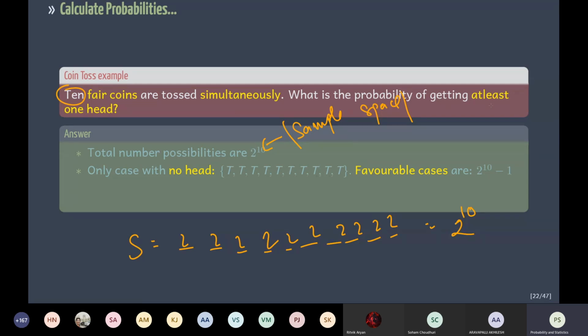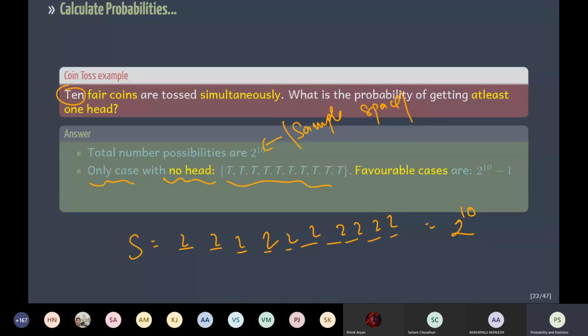And what is the probability of getting at least one head? In this case, we may try to solve the problem in a different way. Rather than asking at least one head, let us ask about the case where we had no head at all, and then use the negation of that. This is the only case with no head at all, and from our logic theory we know that the negation of this is at least one head.